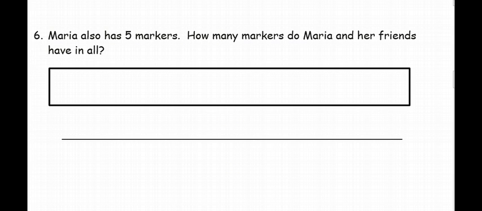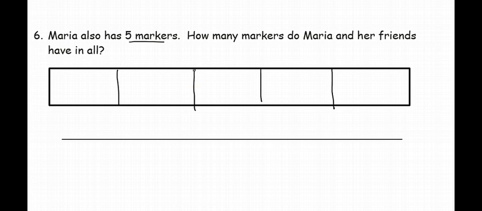The next question tells us that Maria also has 5 markers. How many markers do Maria and her friends have in all? Well, in the previous problem, Maria had 4 friends and we divided the tape into 4 parts. But now we're adding Maria to the group. That means we need to divide the tape into 5 parts. So I'll do that first. Here are my 5 sections.